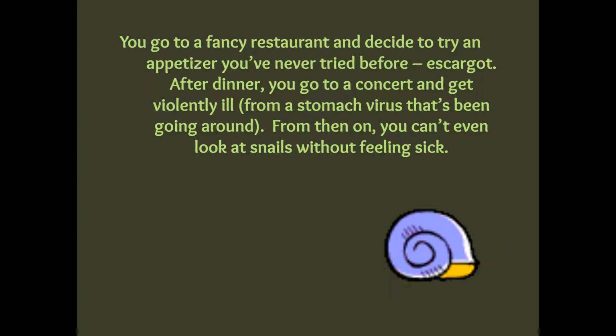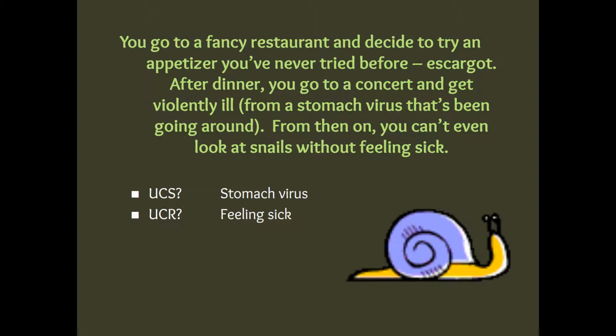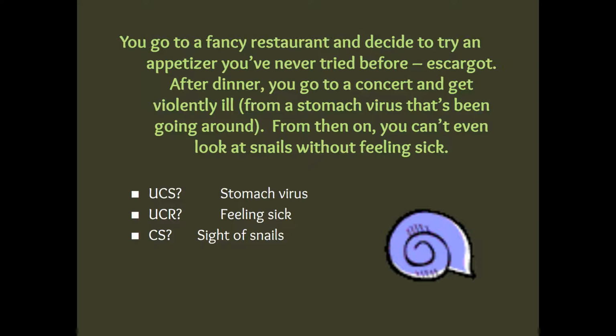So, what is our unconditioned stimulus? The stomach virus, right? That's the thing that's making us sick. And what's our reaction? Well, we feel sick. Okay. Well, what is the neutral stimulus? What is our conditioned stimulus for the future here? It's those snails, right? And we are now going to associate those snails with feeling sick. So what is our conditioned response? Feeling sick. Hopefully that gives it to you guys.